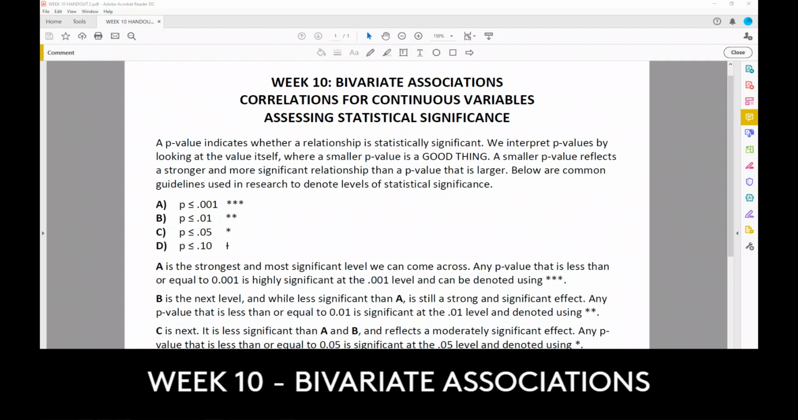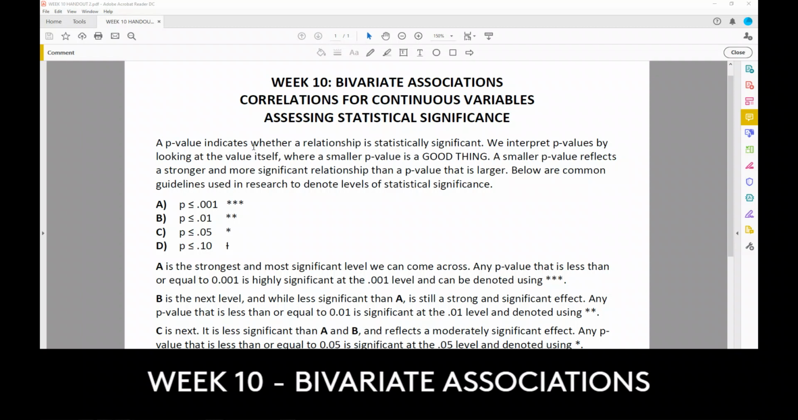Now, I went ahead and made a handout. This is on Blackboard, okay? This is a follow-up handout to correlations, okay? Specifically tending to levels of significance and p-values, okay? So again, statistical significance tells us that what we are looking at is a solid finding and that it's not occurring by chance or as a result of a glitch, okay?